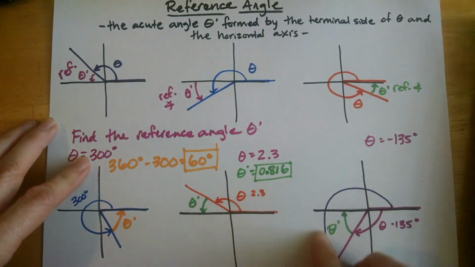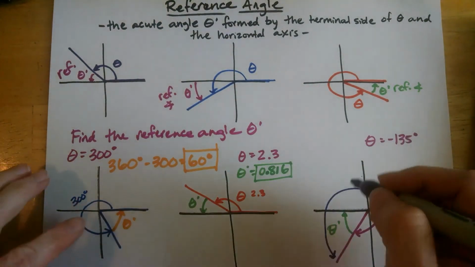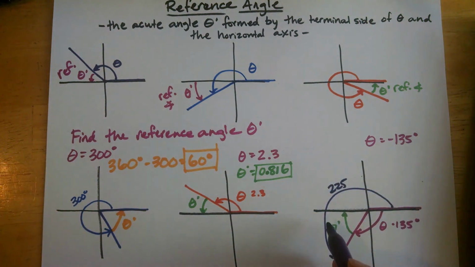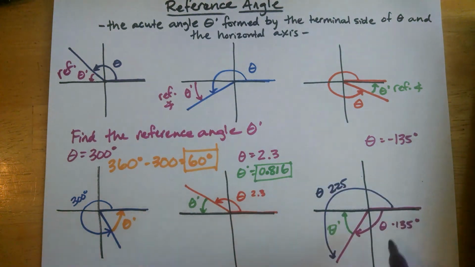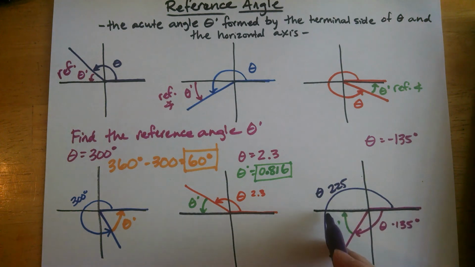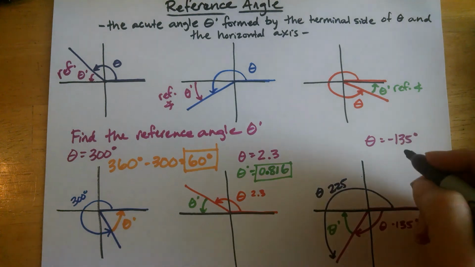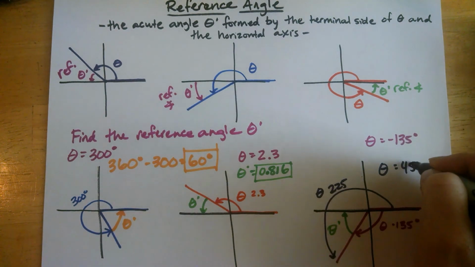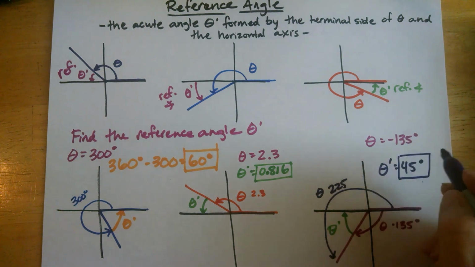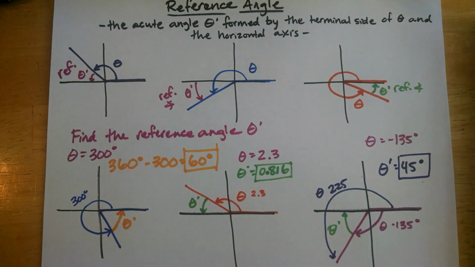So either way, you could think of it as 225, and then add or subtract 180 from that. But you don't really need to know that. To get to this part, you know it's going to be 180. So just subtract 135 from 180, and that's going to give you your reference angle, which is 45 degrees. Okay, there it is. Ta-da! There we go. Reference angles. Enjoy.